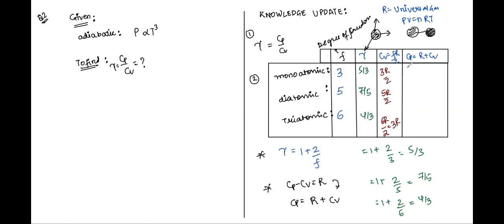Let us write it as 5R by 2. Absolutely correct. How about diatomic Cp? 7R by 2. Absolutely correct. We are just adding R to this number, right? Yes, sir. And for triatomic, it is 4R. So this one was 7R by 2, and this one is 4R. Absolutely correct. Thank you, Atul.